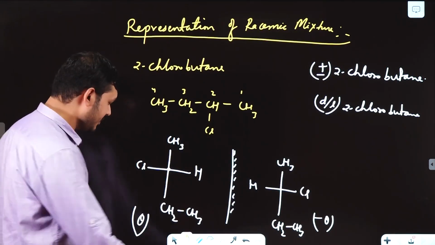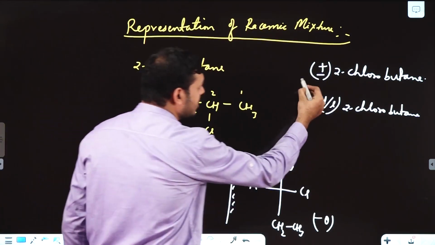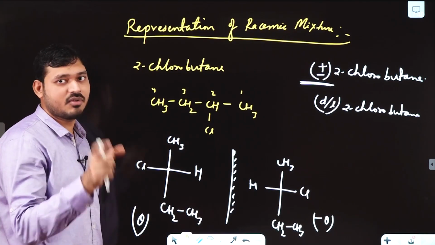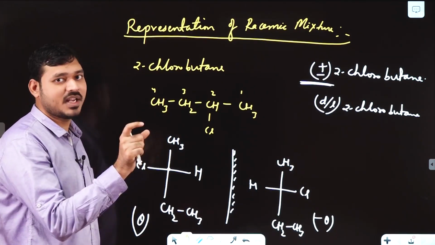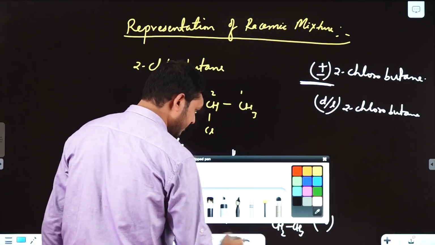Okay. So representation of racemic mixture is done like this only. Before the optically active compound, just write down the plus and minus symbol both together. Okay. Let's see a question.